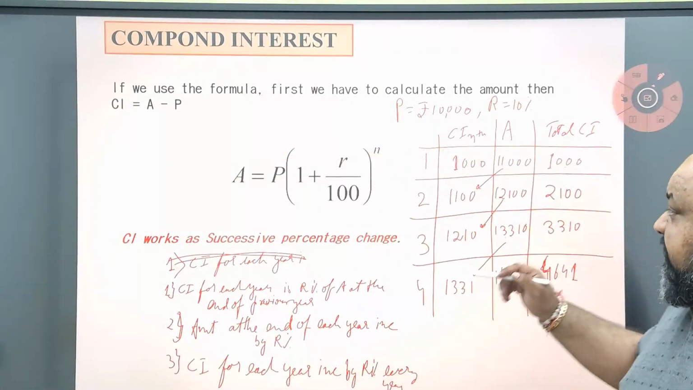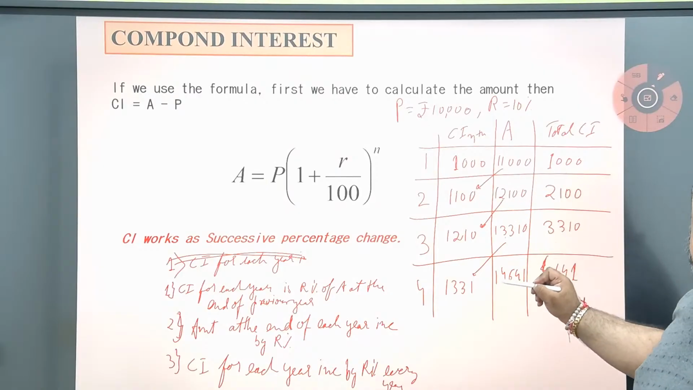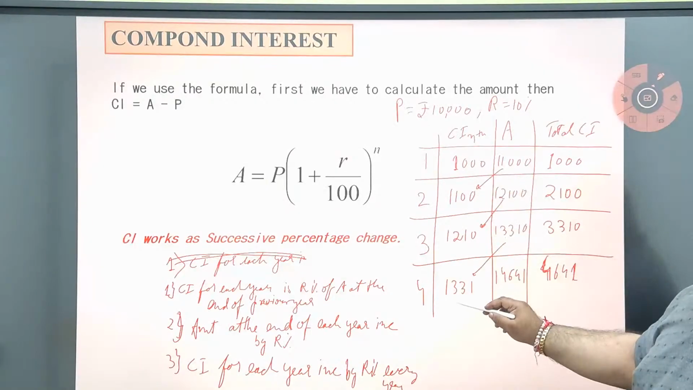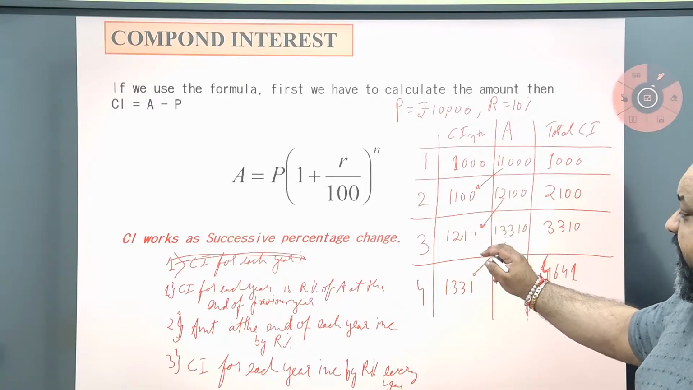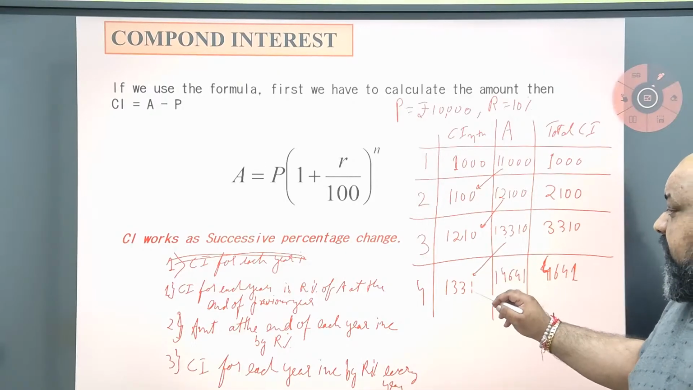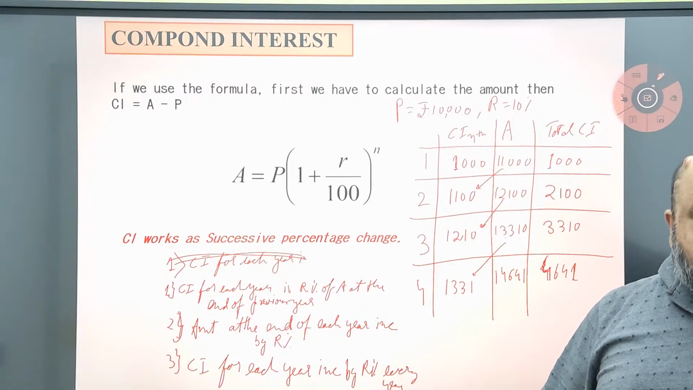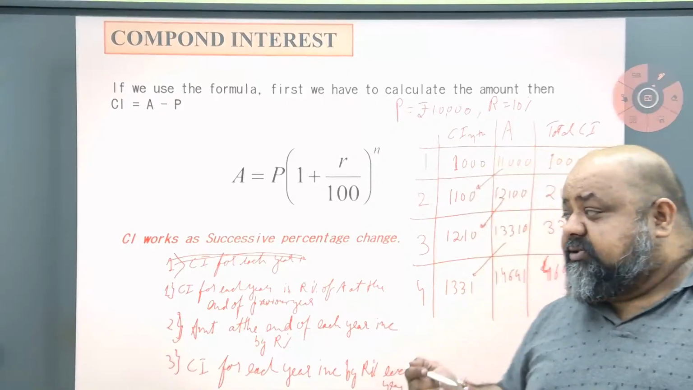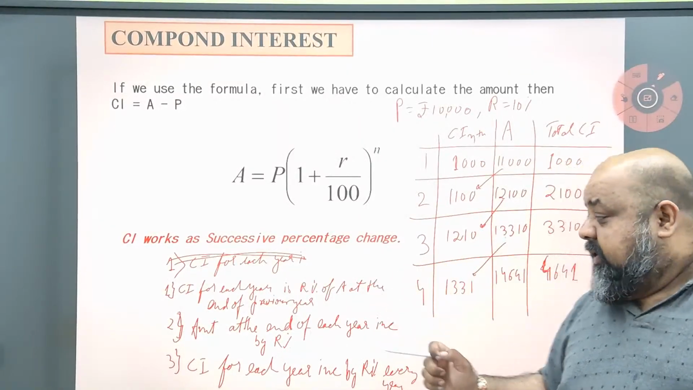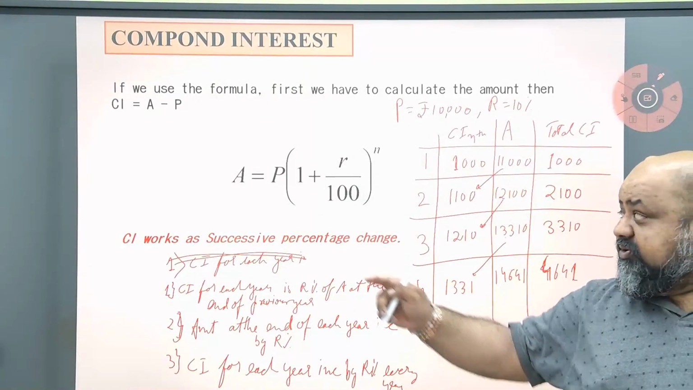Since the compound interest for each year is a certain part of this value, and this value is increasing by R%, this value will also increase by R%. 1000 increased by 10%, 1100. 1100 increased by 10%, 1210. 1210 increased by 10%, 1331. So without any exception, in case of compound interest, we can use these three identities for solving the question that we come across. Also, you will realize we have effectively calculated all the values for compound interest for 4 years without using this formula at all.